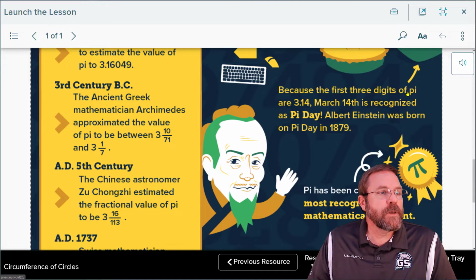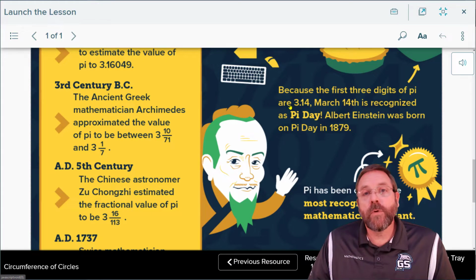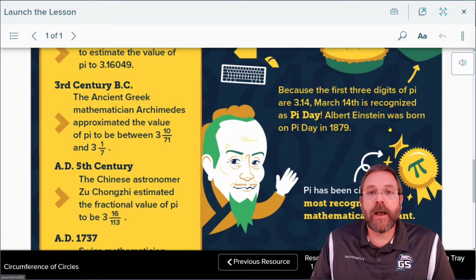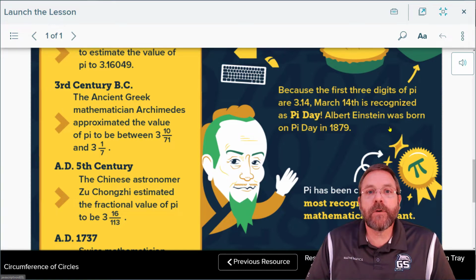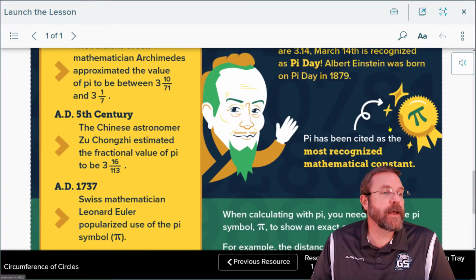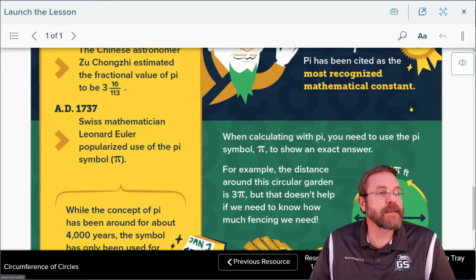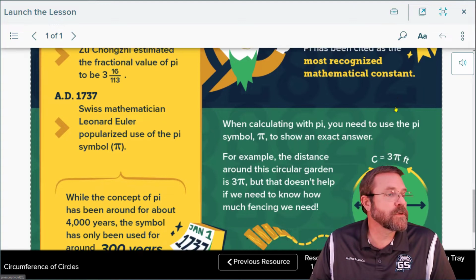Because the first 3 digits of pi are going to be 3.14, March 14th, 3/14, has been recognized as Pi Day. Incidentally, Albert Einstein, the famous American mathematician, was born on Pi Day, March 14th in 1879, and pi has been cited as the most recognized mathematical constant. I guess they got a blue ribbon for that or something.